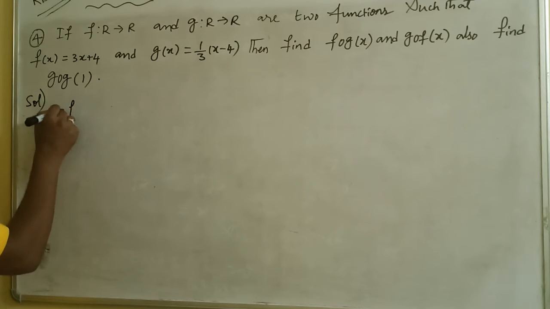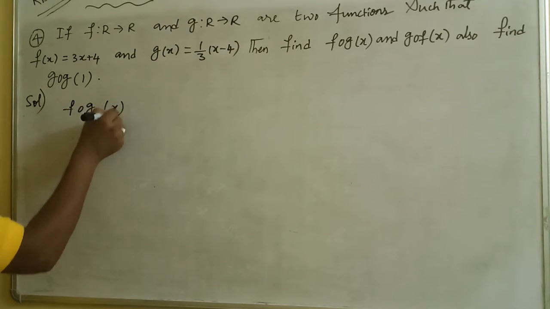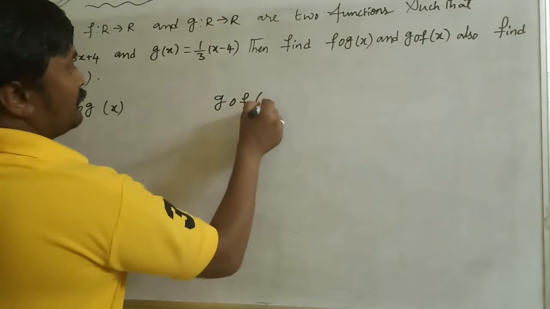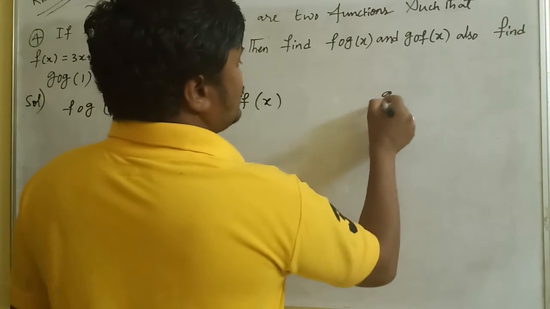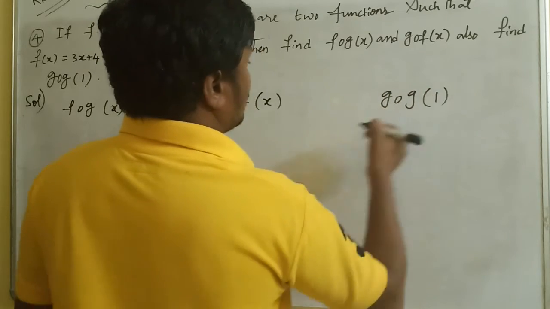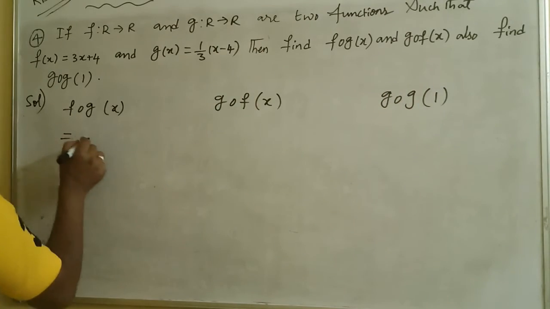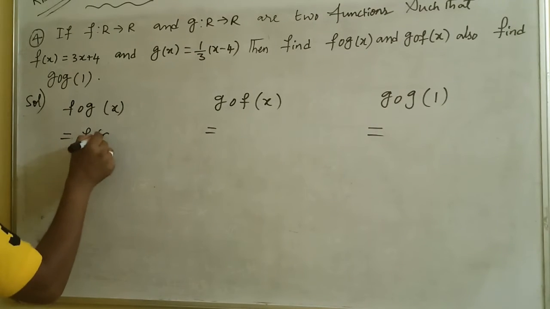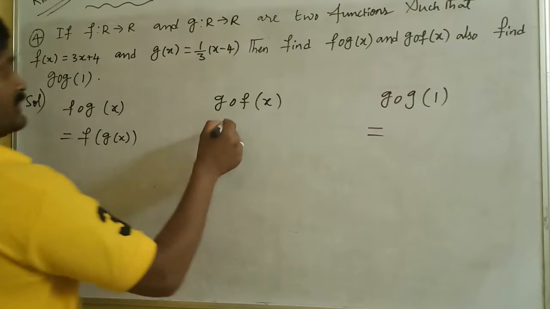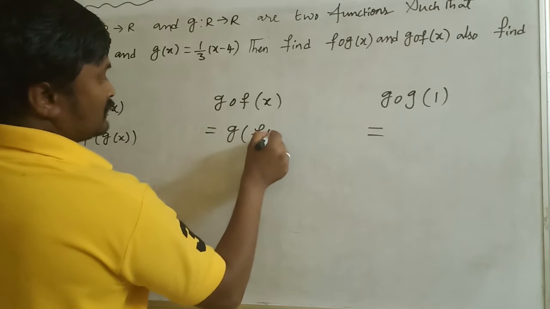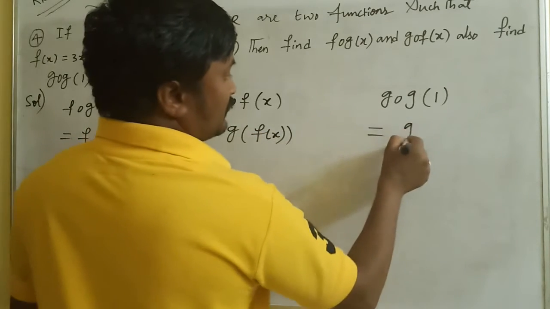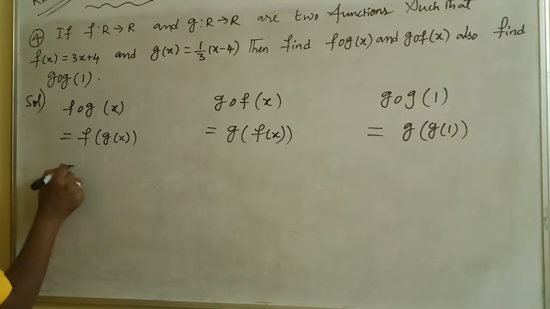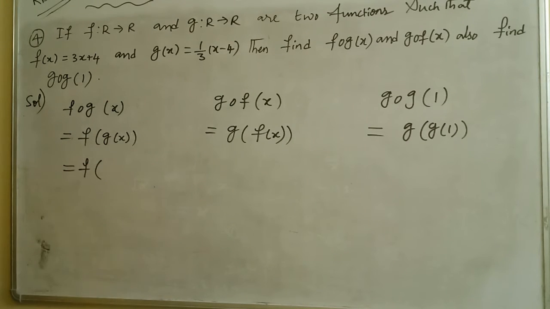Just now, first f circle g of x, then g circle f of x, then g circle g of x. All together we'll try to solve so that you can understand. This we can write as f of g of x. This we can write as g of f of x. This we can write as g of g of x. Now check, f of g of x means what do you know here?